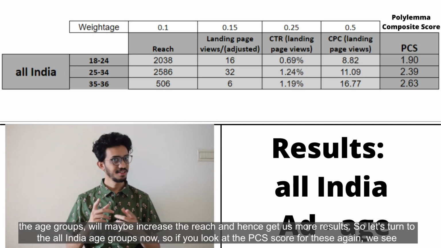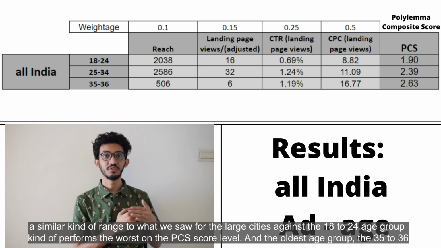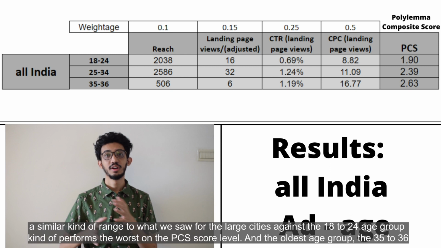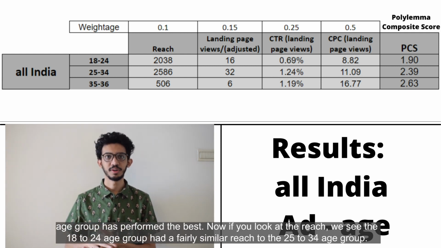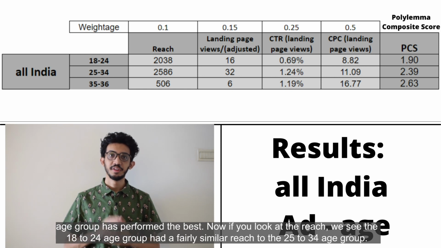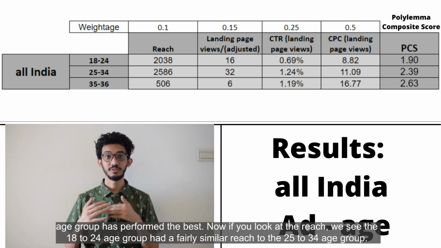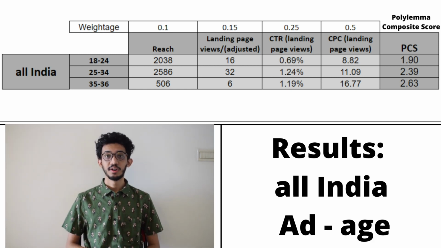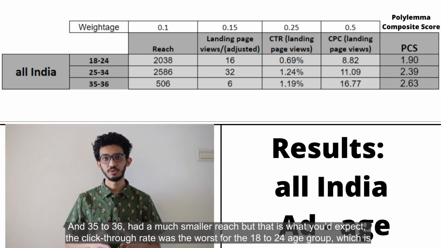If we look at the PCS score for these, again we see a similar range to what we saw for the large cities. We again see the 18 to 24 age group perform the worst on the PCS score, and the oldest age group, the 35 to 36 age group, perform the best. Now if we look at the reach, we actually see the 18 to 24 age group had a fairly similar reach to the 25 to 34 age group. And the 35 to 36 of course had much smaller reach, but that is what you'd expect.